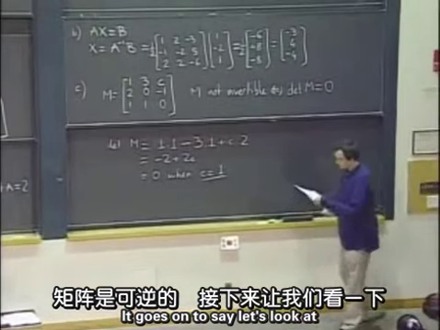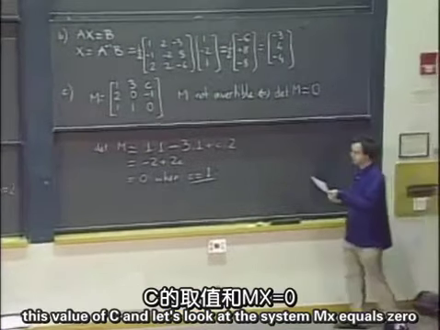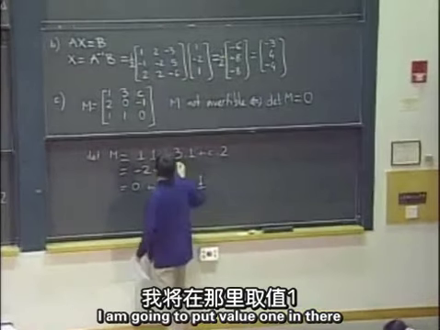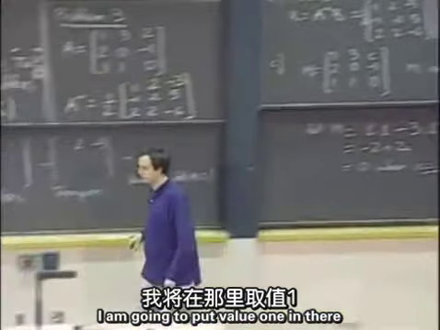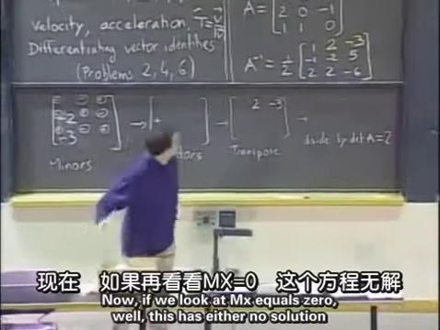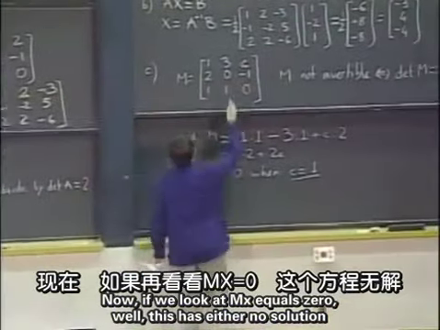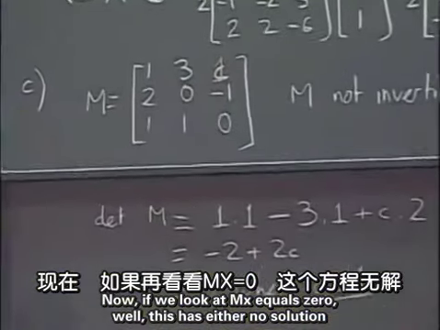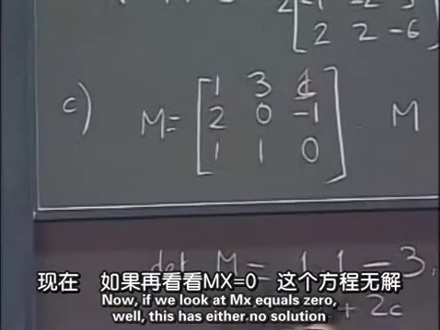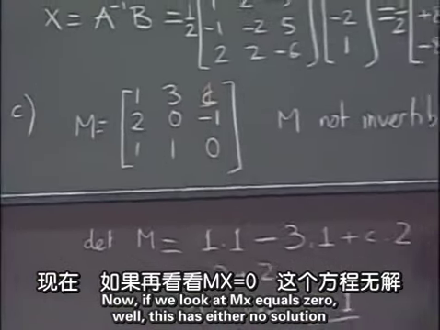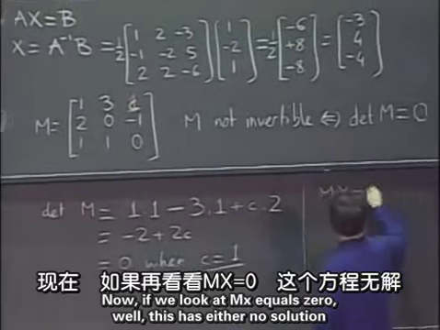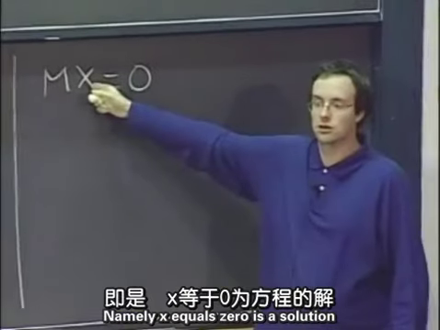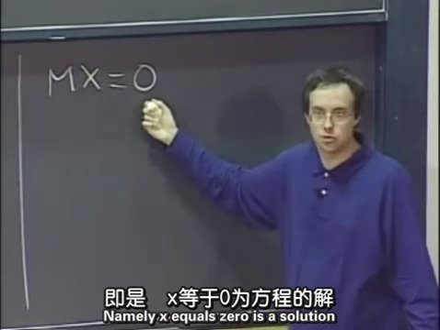So it goes on to say, let's look at this value of C, and let's look at the system Mx equals 0. So I'm going to put that value 1 in there. Now if we look at Mx equals 0, well, this has either no solution or infinitely many solutions. But here there's an obvious solution, namely, x equals 0 is a solution.